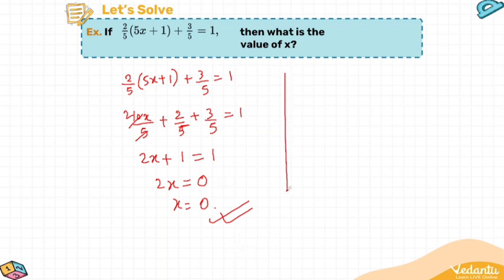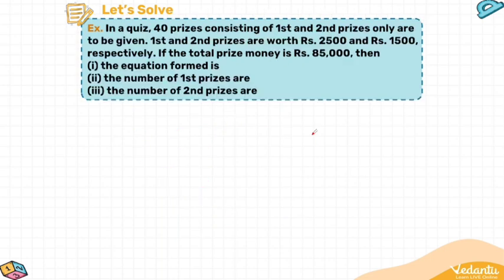You can check it also. If you want to check, you can check also. If you put the 0 value here, 0 plus 1 is 1. So 2 by 5 plus 3 by 5, you check it, 5 by 5, that is 1, 1 equal to 1. Okay. Let's move to another question.